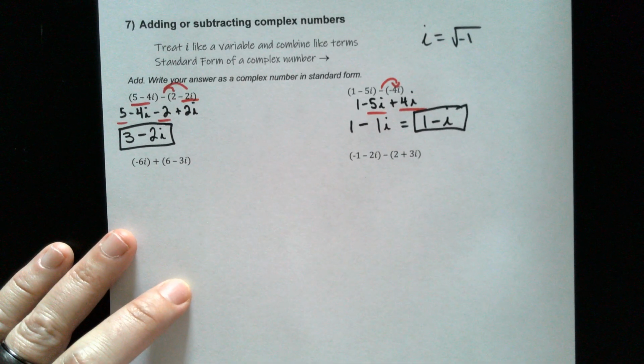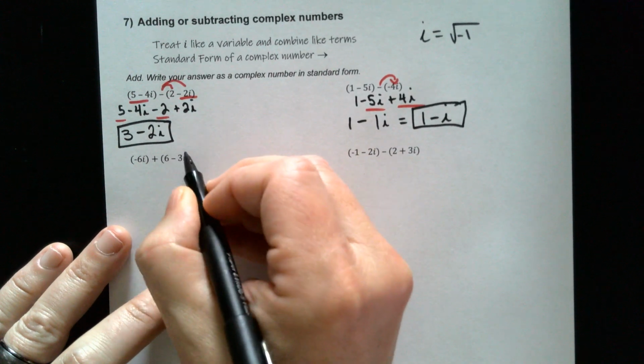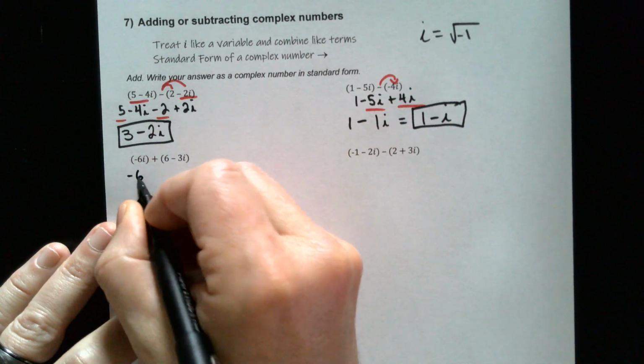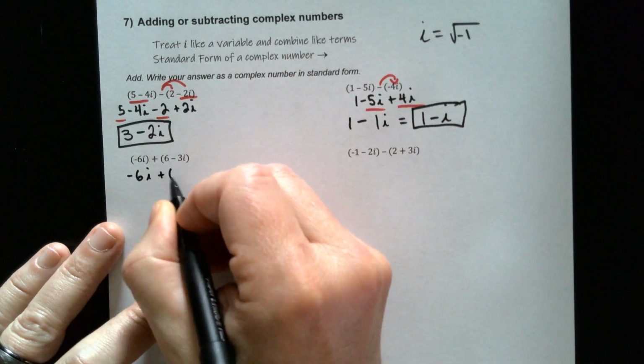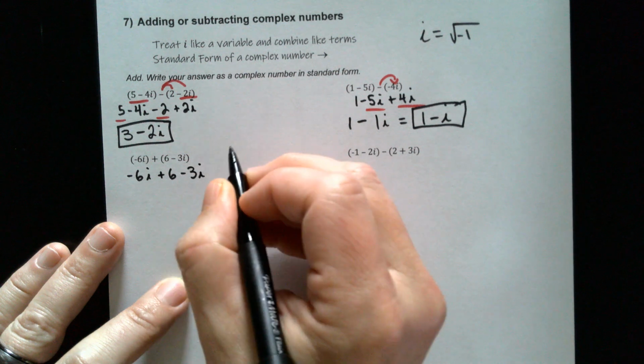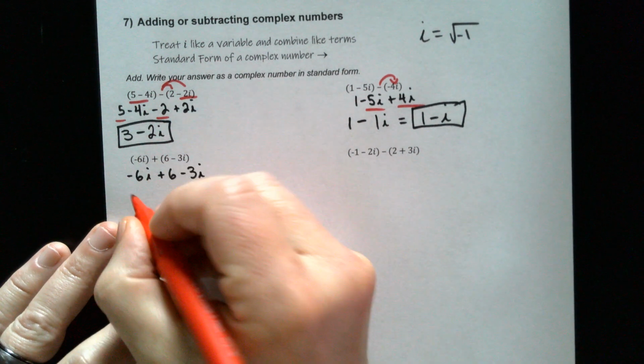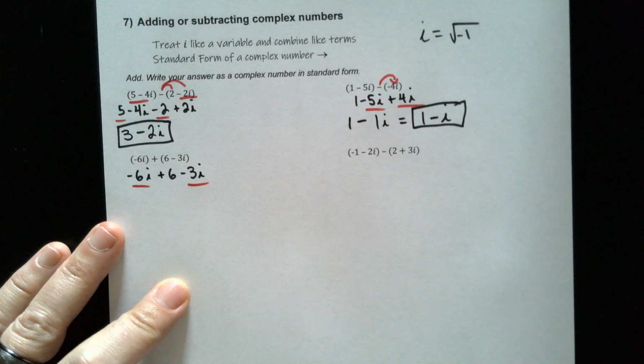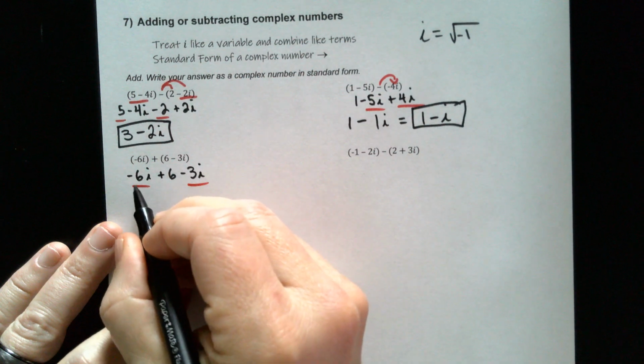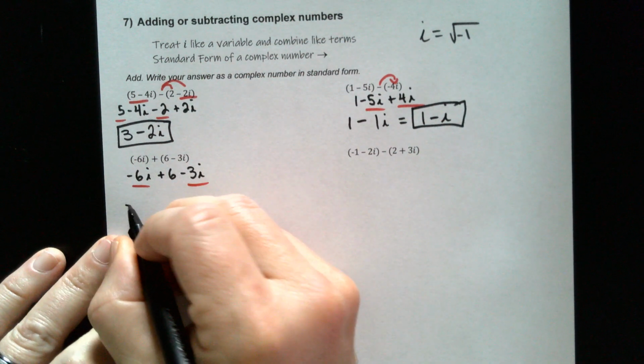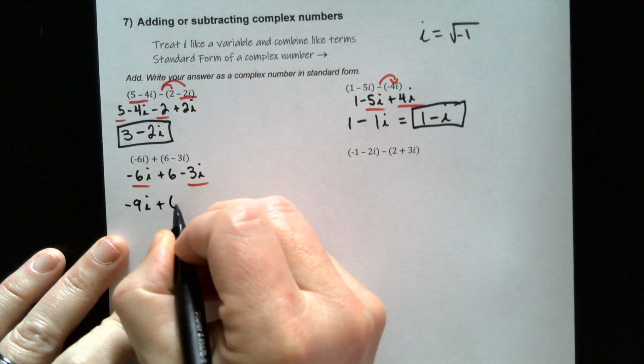Okay. On this one, we don't have a negative to distribute, so we can just drop them and combine like terms immediately. So plus 6 minus 3i. So our like terms are the i's again, these two. They're both negative, so you add and keep the sign. -6 and -3 make a -9 when you add them together. -9i plus 6.